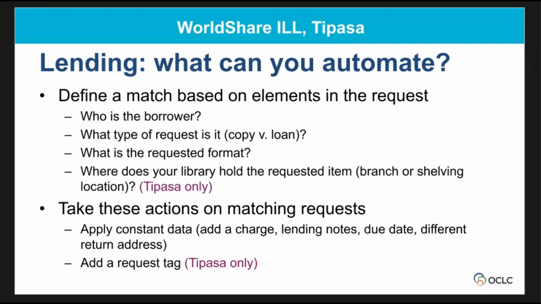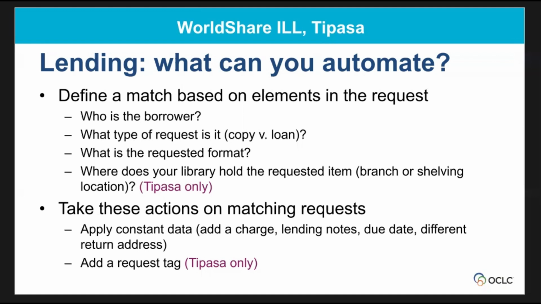Then if you have Tipasa, we have some functionality that helps libraries with multiple branches. I wasn't actually going to talk about this, so we'll see. Some of the stuff you can do with lending automation is apply some constant data automatically. The system won't say yes for you on the lending side, but it will apply the appropriate constant data. So if you tell it which constant data to add for particular situations, it saves you time and can be more accurate than you applying it yourself.